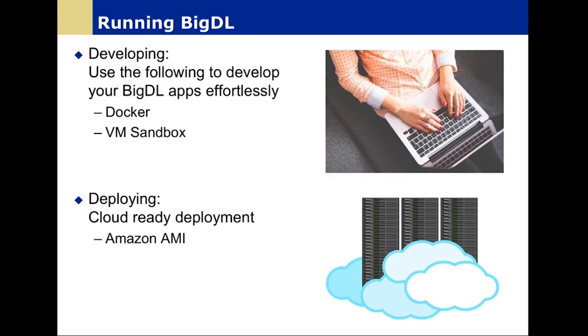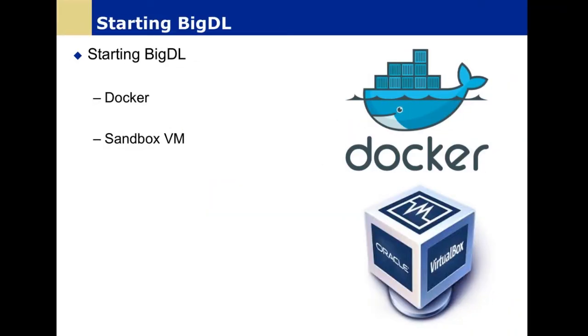So I'm going to show you here how to run BigDL. We have offered several different options for getting you started immediately in developing your BigDL apps. One of which is a Docker container, which I'm going to demonstrate in this video. We also have a VM sandbox that will be better for some users, and I'll explain the situations where that can be true as well. And we also have a deployable cloud-ready Amazon AMI ready for deployment in the cloud. So we have a lot of different options, and it's our goal that you should be able to immediately get going with BigDL.